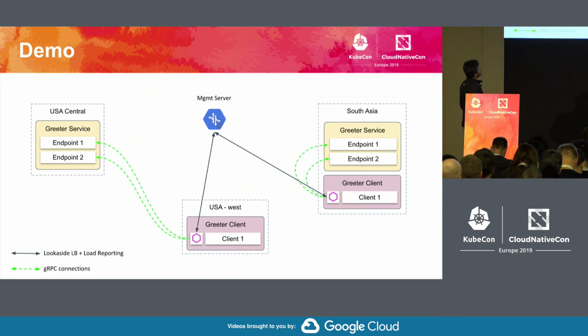So for this particular case, I have greeter service with 2 endpoints running each in USA Central and South Asia. And I have greeter clients, one running in USA West and one running in South Asia. So by default, whenever the demo starts, you'll see that the greeter client in USA West reaches out to the greeter service in USA Central, and the greeter client in South Asia will reach out to the service endpoints running in South Asia. So let's look at the demo.